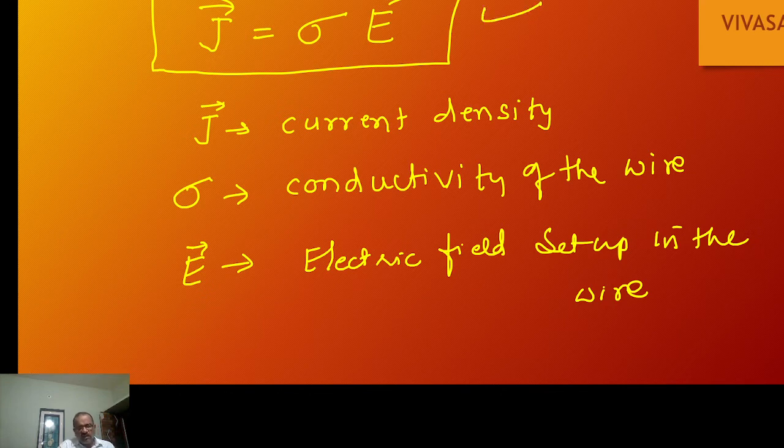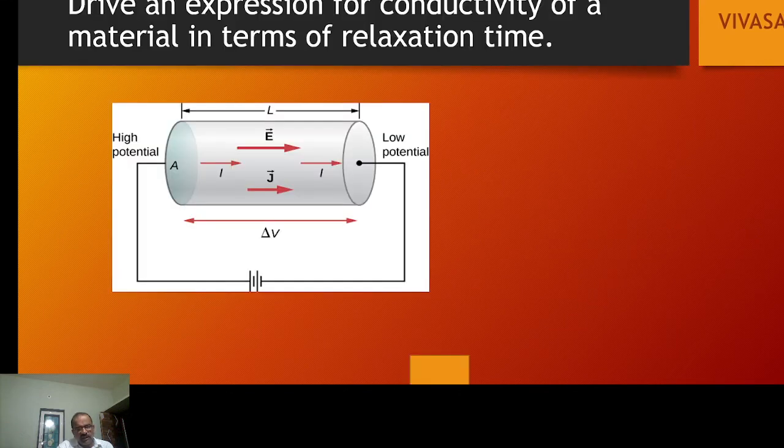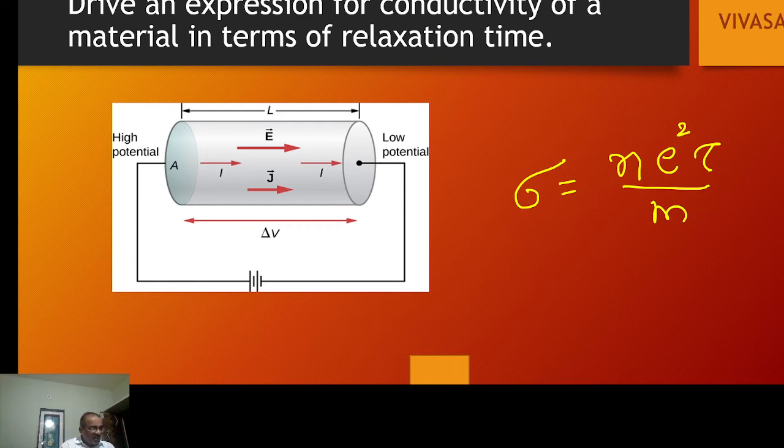Next we can go for another derivation: the expression for conductivity of a material in terms of relaxation time. The formula for sigma is equal to n e squared tau upon m, where n is the number of electrons, e is the charge of the electron, tau is the relaxation time, and m is the mass. This formula we want to derive here.